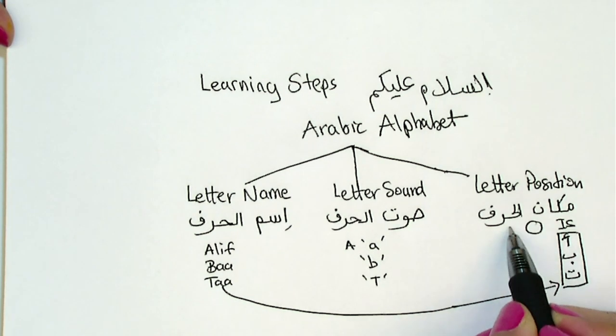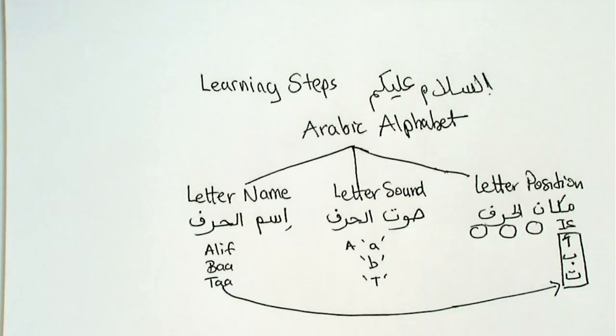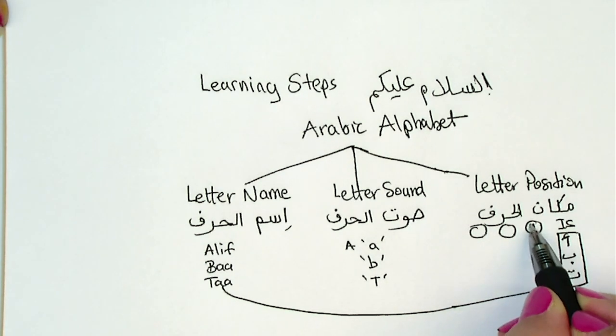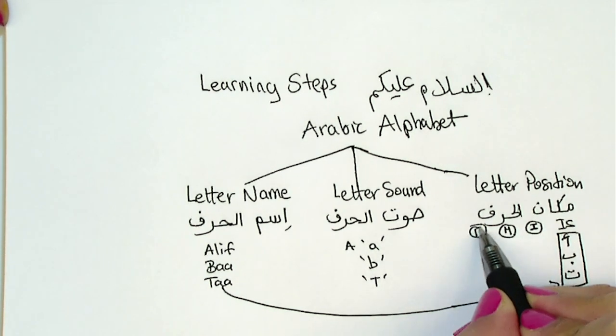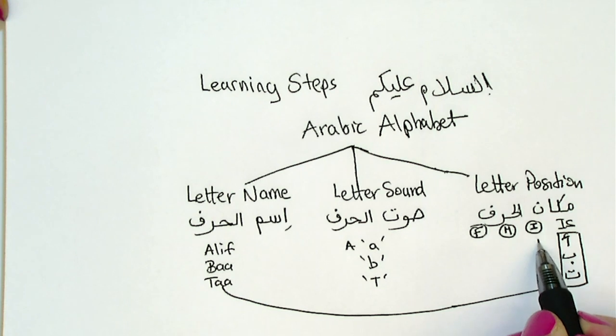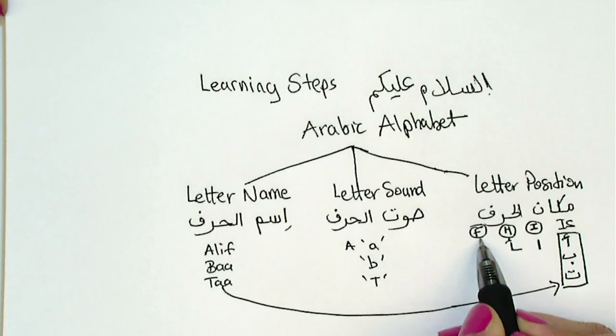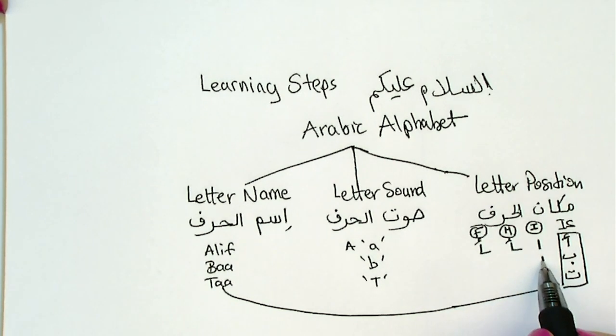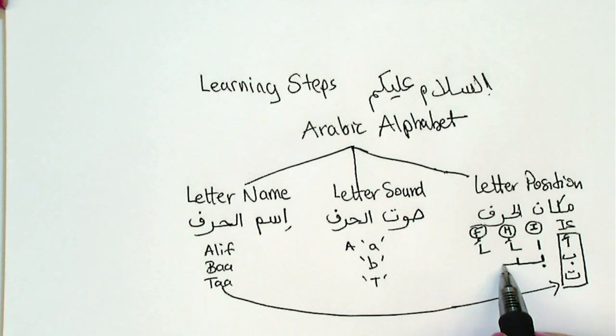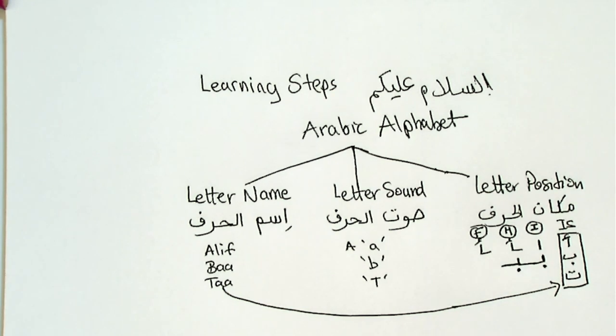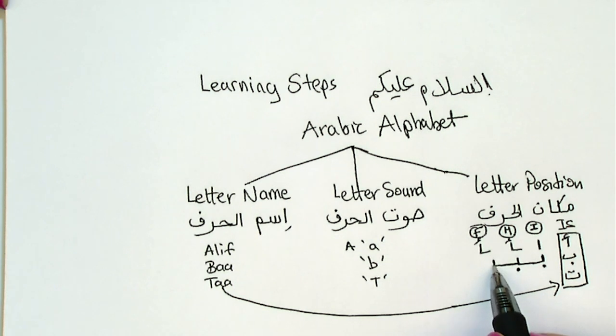The three positions that they take are initial, medial, and final. The initial is the beginning of the word, medial the middle of the word, and final the end of the word. Then ba takes this shape, and we have to be very careful with where we place the dots. Ba, we place the dot right underneath the little stick. When we put it in the middle, we place the dot right underneath the stick. And then the final form, we place the dot right in the middle of that boat shape.